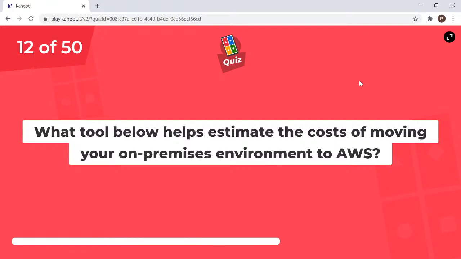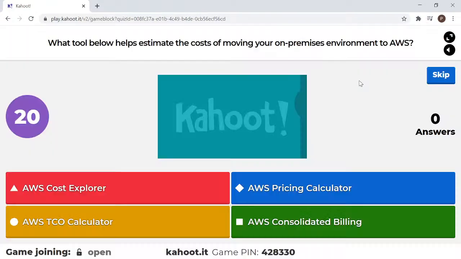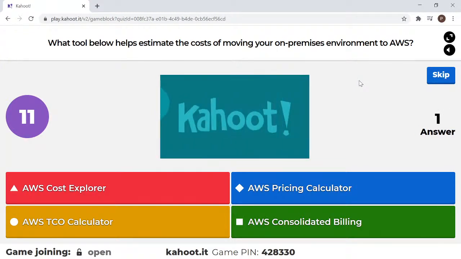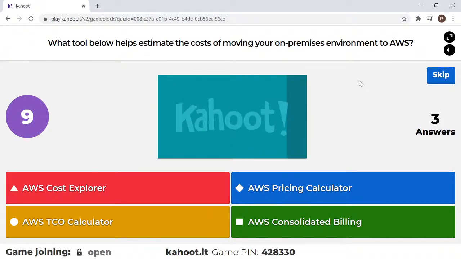Which tool below helps estimate the cost of moving your on-prem environment to AWS? Is it AWS Cost Explorer, AWS Pricing Calculator, AWS TCO Calculator, or AWS Consolidated Billing?